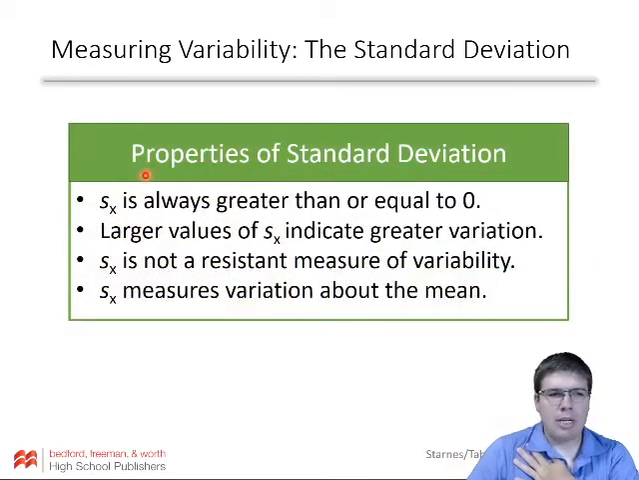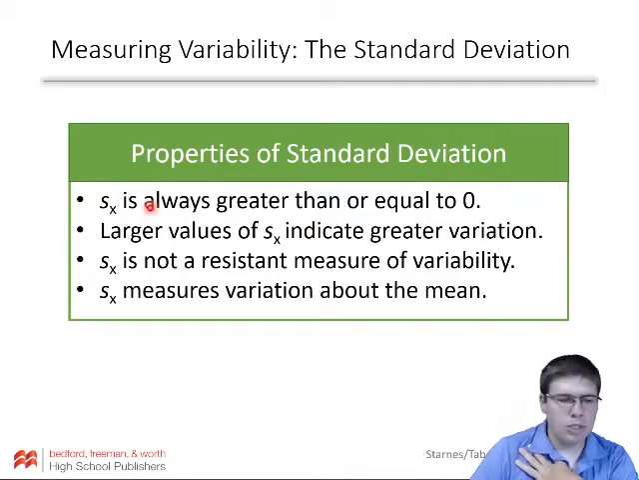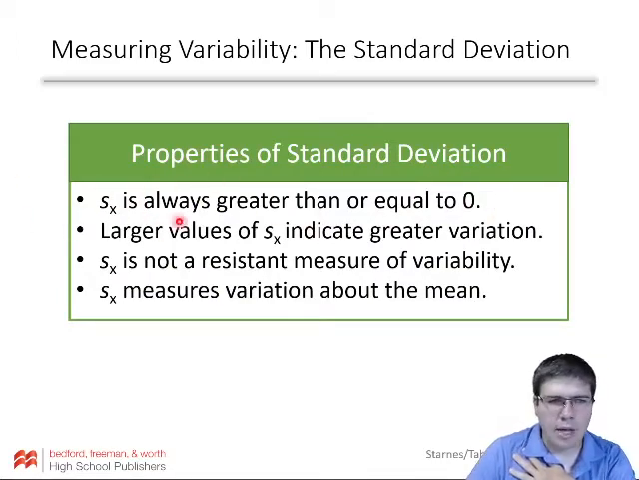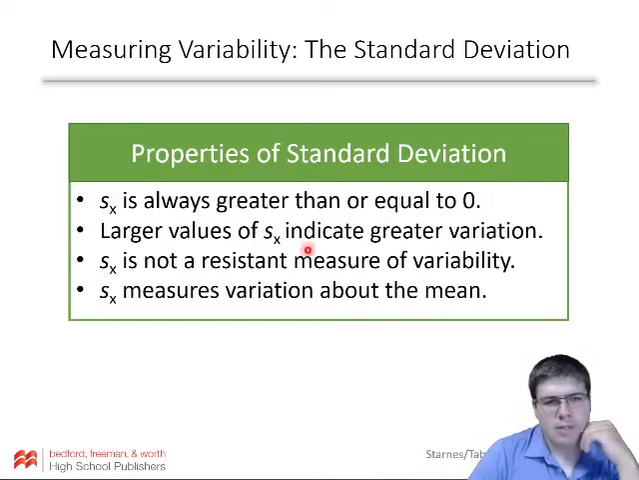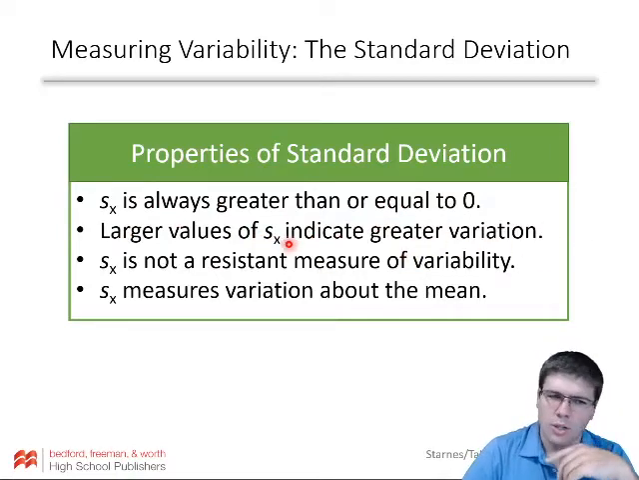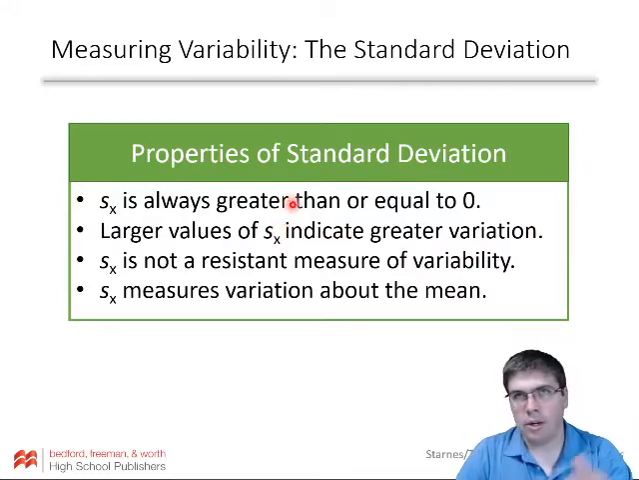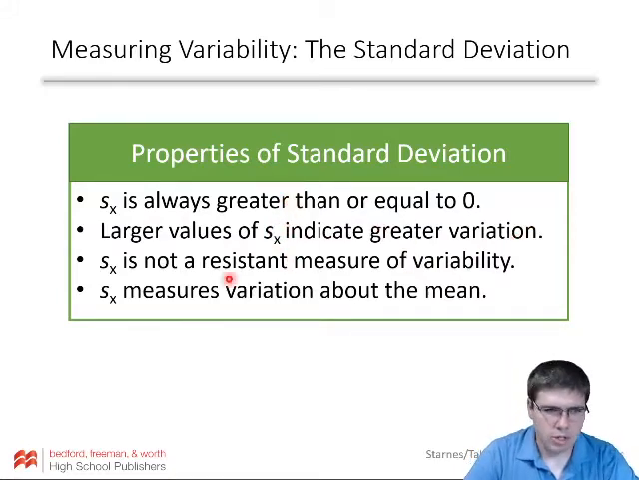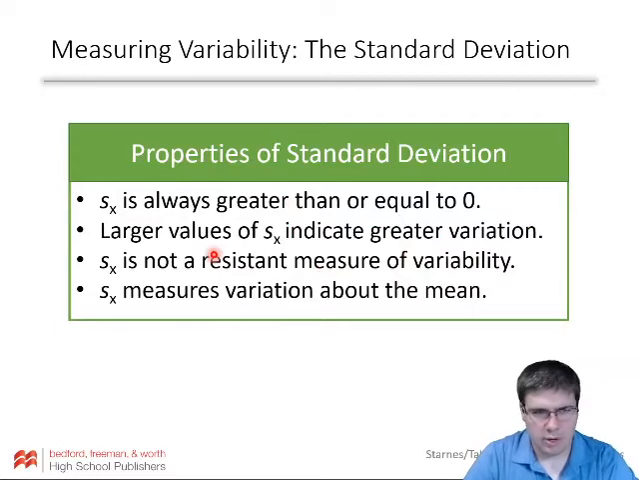All right, so properties of the standard deviation. Because of the squaring, it's always greater than or equal to 0. 0 would be if all the data values were the same. Larger values of the sample standard deviation indicate greater variation. That's also true for the variance. If the variance is bigger, it's more variation. But for standard deviation, the larger those values, the bigger the variation.